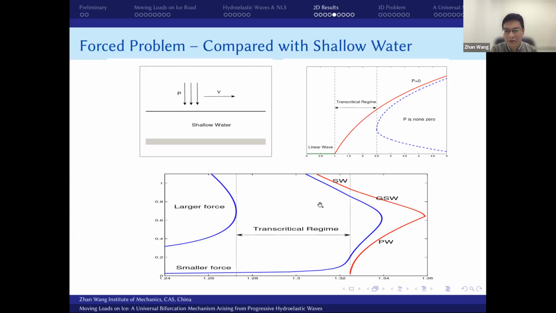And the only solution that exists in the transcritical regime is the bright solitary wave solution. So what you will see is the periodic shedding of bright solitary waves with complicated motions and transient behavior. That's the explanation for what was observed by Wilson and Squires.